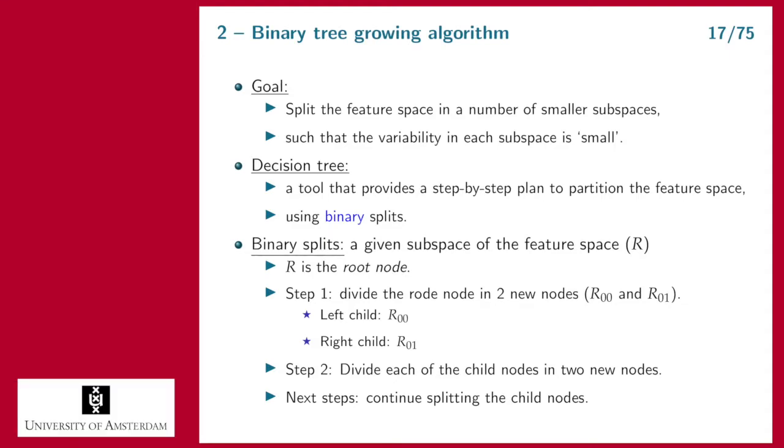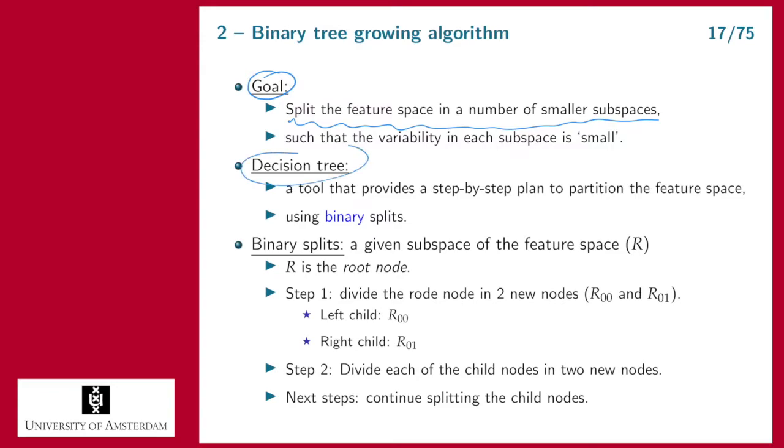In this video, we will have a detailed look at how a decision tree will partition the feature space in different subregions and how we can make predictions inside each subregion. So remember that the goal of a decision tree is to split the feature space in a number of smaller subspaces. And what we want is that the variability inside each subspace is relatively small, so it is easy to make predictions in a subspace, or at least easier than it is in the whole predictor space.